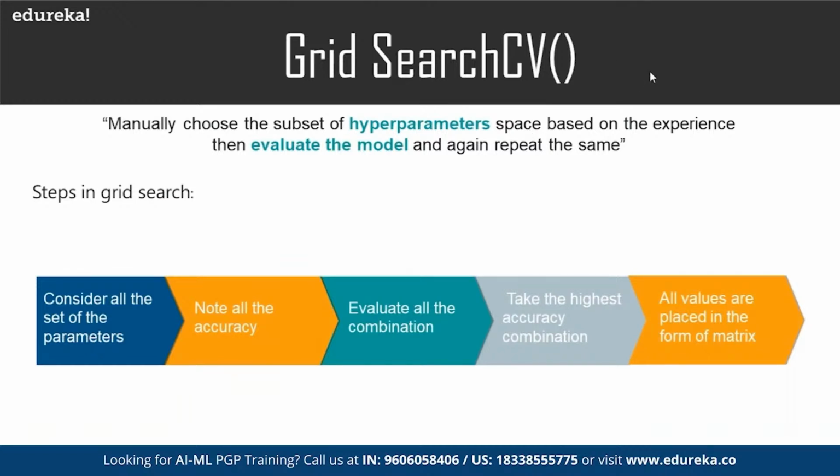All these combinations we usually call bagging and boosting, the ensembling methods that we see in the slides. In the last part, we get the values placed in the form of matrices. That is why we call it grid search. We go on to search grid wise.